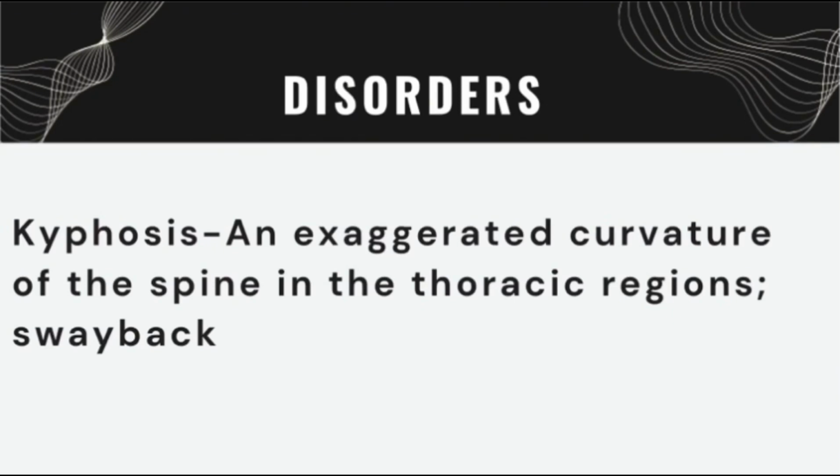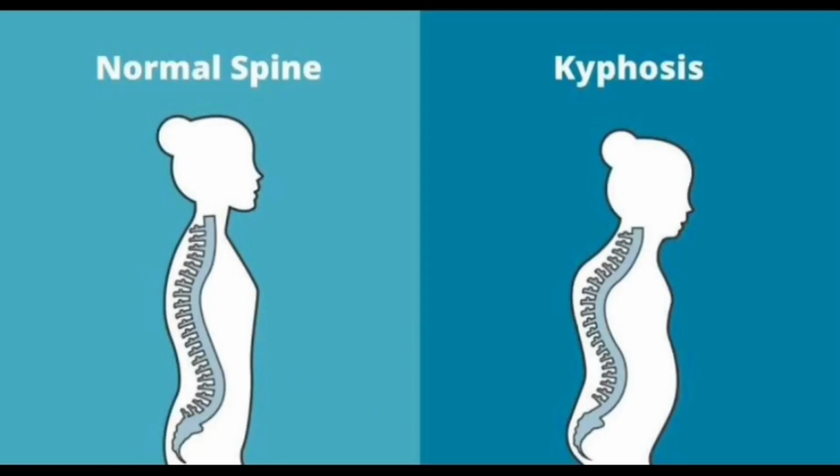Kyphosis is an abnormal anterior-posterior curvature of the spine with forward convexity and dorsal prominence. Kyphosis is also called the hunchback or slouching posture. There are three main types of kyphosis. The first one is the congenital, next is the postural, and the third type is the Scheuermann's kyphosis.